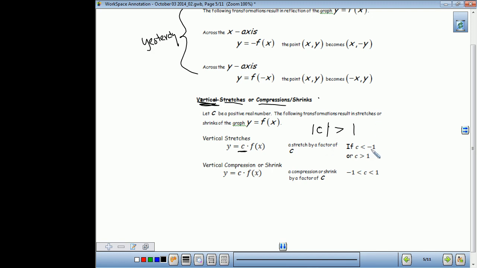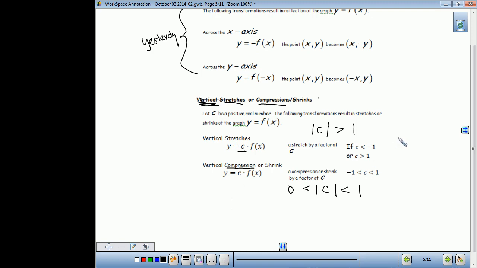So if it's a number that's less than -1, say -3, the negative part means it's a reflection, but the 3 tells us it's a vertical stretch. So if we think in terms of absolute value, if the absolute value of whatever number multiplied out in front is greater than 1, then it's a vertical stretch. But if the absolute value of whatever out in front that's being multiplied is between 0 and 1, then we have a compression. So a decimal?